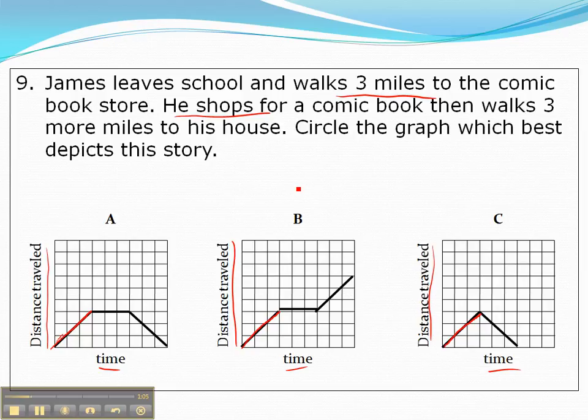Well, if he's shopping for a comic book, he's in the store, he's not moving, his distance isn't increasing. So we should have some amount of time that passes when his distance remains constant at 3 miles. And C is not showing us that, so we can rule out C.